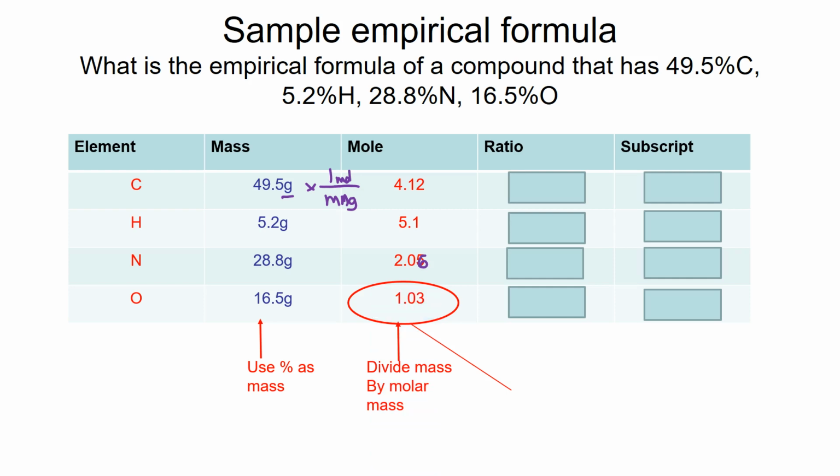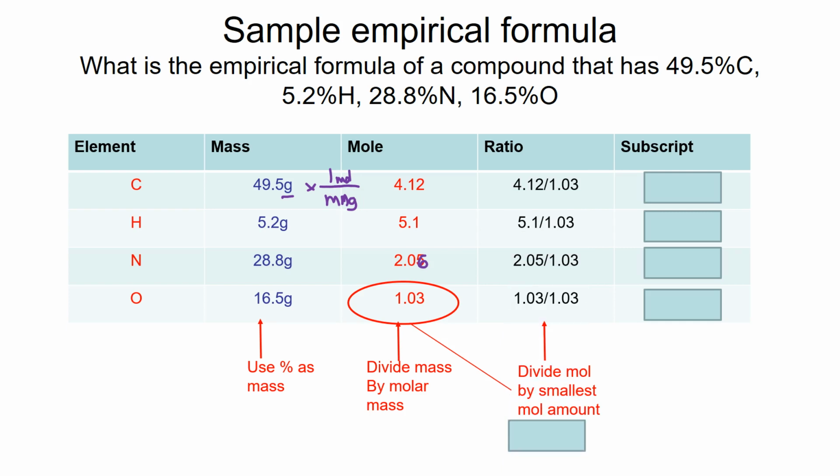Now, to establish my ratios, looking at step 3 or 4 now, I have to divide each of these by the smallest molar amount. Looking at this list, which one is my smallest molar amount? 1.03. So I'm going to divide 4.12 by 1.03. These are my ratios. Everything is going to be divided by 1.03.